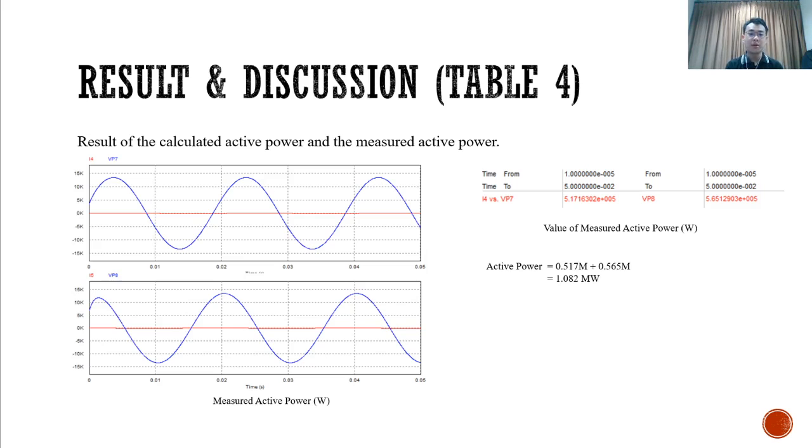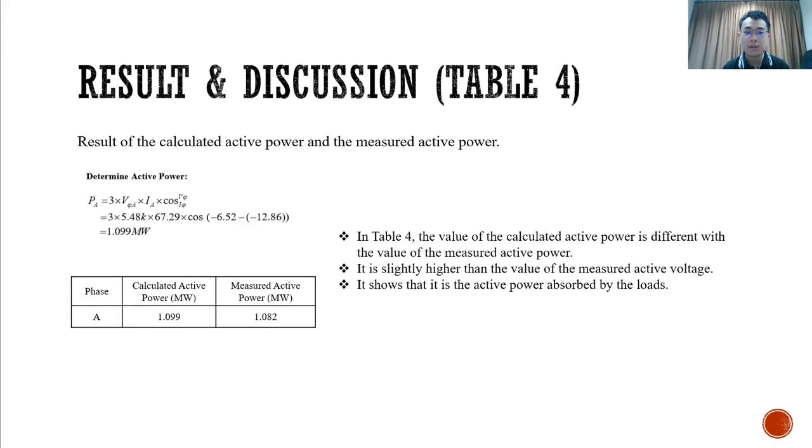So we go into table 4, where we discuss the calculated active power and the measured active power. These are the graphs obtained from the simulation, and these are the data obtained. By looking at the data, the active power can be calculated by adding 0.517 megawatt plus 0.565 megawatt, which is 1.082 megawatt. The calculation is done, and referring to the calculation, the value of the calculated active power is 1.099 megawatt, while the measured active power is 1.082 megawatt.